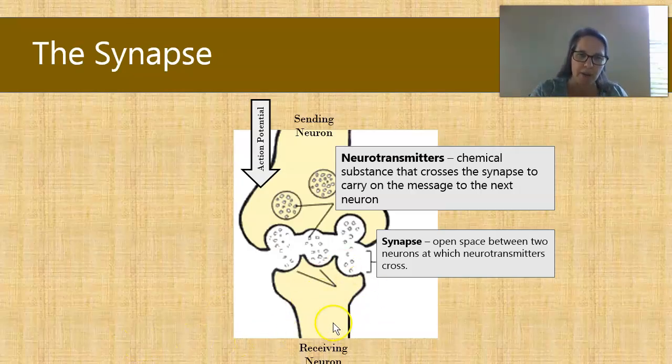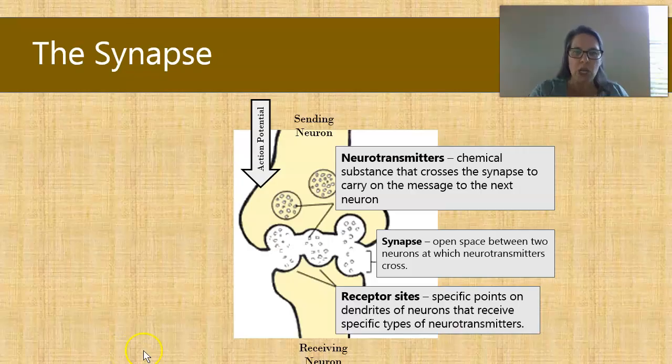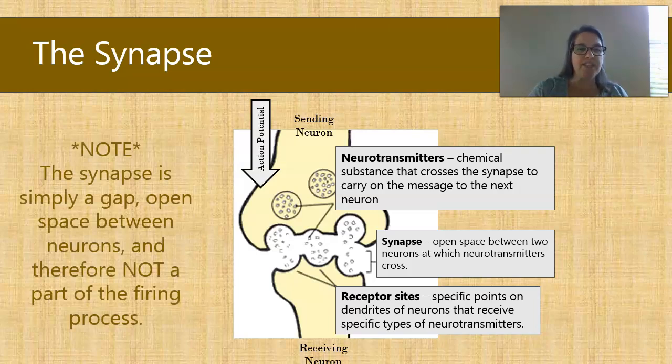This one on the bottom is our receiving neuron, so it's the dendrite of our receiving neuron. On the dendrite of the receiving neuron, we have shapes in here, think like puzzle pieces, that receive those neurotransmitters being dumped into that synapse. They're received by the dendrites, and then it's turned back from a chemical into an electrical message. It's pretty cool. The synapse is a gap, just an open space. It's not really considered part of the firing process because it's not actually attached to the neuron. It is the space between the neurons.